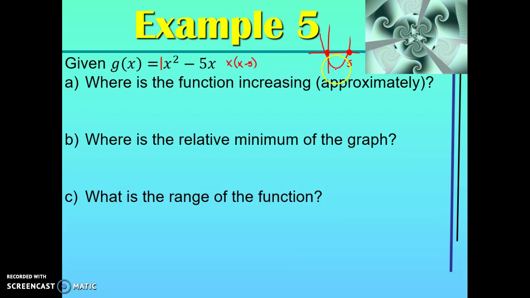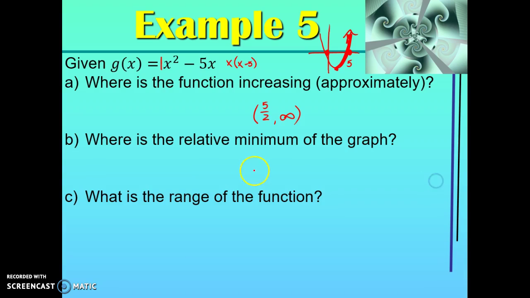This increasing portion happens from the vertex up to the right. That's all increasing. I know the vertex is halfway in between 0 and 5, or 5 halves. So my function is increasing from 5 halves up to infinity. I don't put the bracket on 5 halves because it's not increasing at the vertex, it's bottoming out at 0. It's not increasing or decreasing, it just hits a 0.